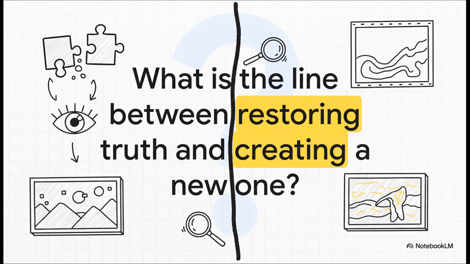And that leaves us with one last big idea to chew on. We've seen how these incredible mathematical tools can let us reverse engineer a broken image to find the truth. But as these tools get more and more powerful, you have to wonder, where do we draw the line between restoring the truth that was actually there and just creating a new, plausible truth that looks good?